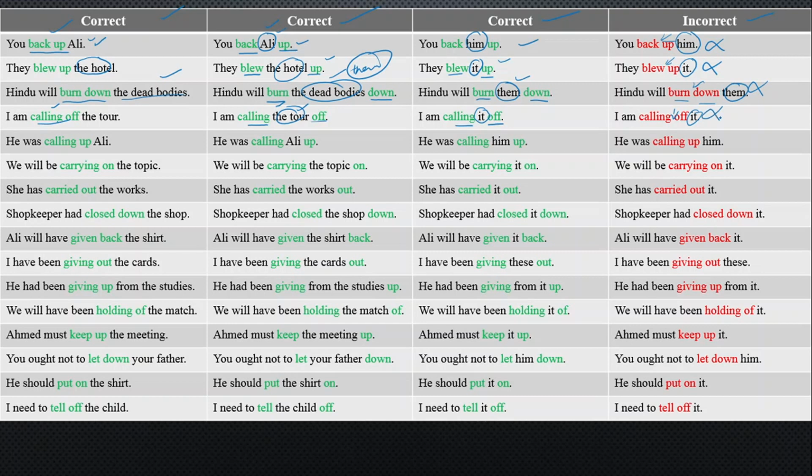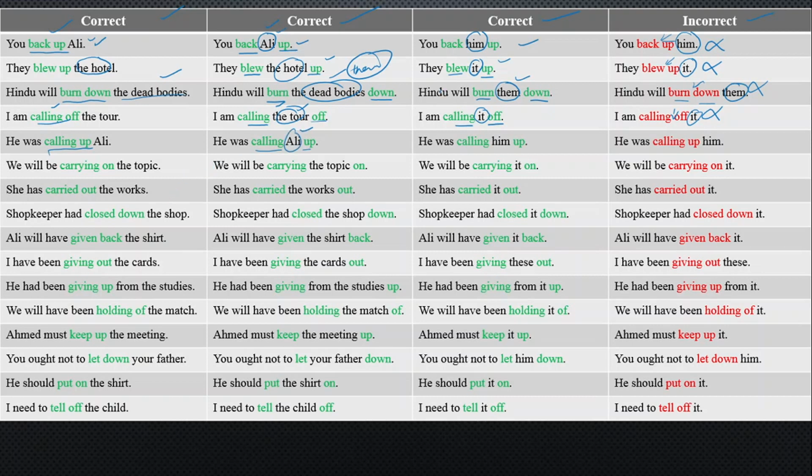Now, he was calling up Ali. He was telephoning Ali. Calling up is your verb. He was calling Ali up. You can separate them or not when your object is a noun. That is not obligatory.